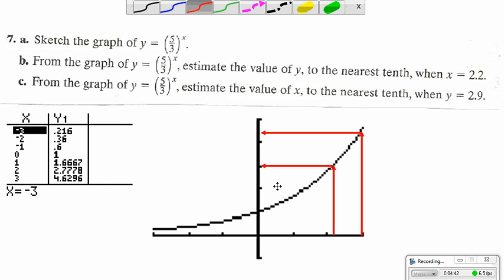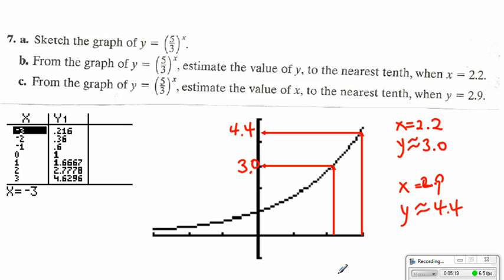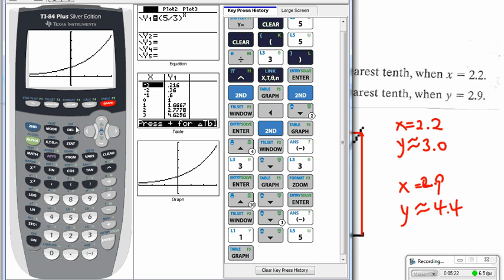Then what we'll get to realize is that this one seems to be about 3, and this one seems to be about 4.5 or 4.4. How about that? So I'm just going to call this one as 3. Then what we can say is when x equals 2.2, y is approximately 3, and when x equals 2.9, y is approximately 4.4. Now we can check this one by graphing calculators just to make sure.